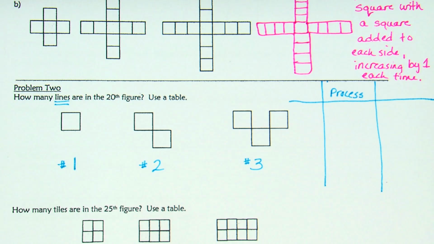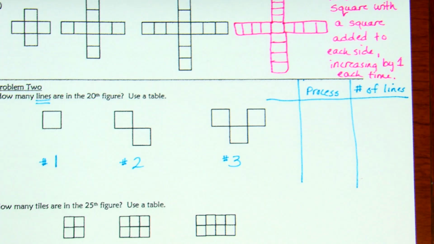And then the left column is, okay, what's our input? Number of lines is our output, so to speak. That's what we're trying to find. What is our input? Well, we're trying to find the 20th figure, right? So our input is the figure number. Like, what figure number are we on?